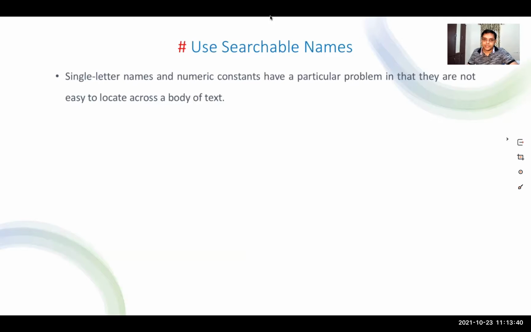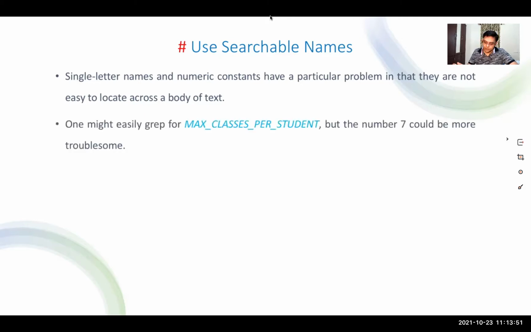Also, another important thing in names is searchable names. Okay, so a single letter name or some numeric constant has this particular problem. I know 7 is a number that I have to use extensively in my program, saying maximum class per student. Even if you use it in one place, you forget about the other places. If the students exceed the maximum class per student, and I say 7 or 70 or whatever the number is, and if that is exceeded, I have put some logic under that.